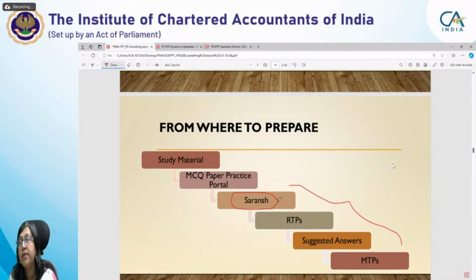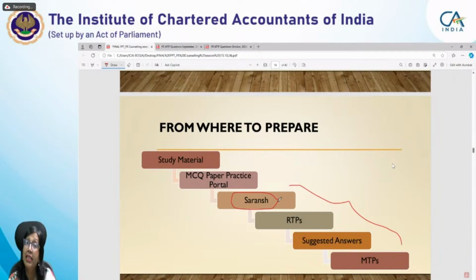So RTPs basically help you in evaluating any new question which appears in your RTP. Are you able to do it or not? Because the kinds of questions in the study material and in the suggested MTPs, you have practiced many times. But when a new question is given to you, maybe of moderate difficulty, not of very high difficulty, but because it's a new question for you, you may get stuck somewhere in between, or you may not be able to perform well.